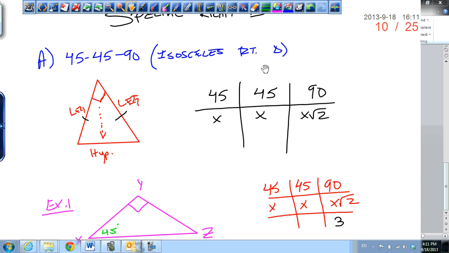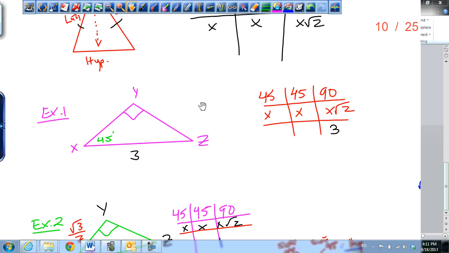This table is something that I've found helpful for those visual learners. If you don't need it, it's cool, no worries. But it just talks about these sides. And so the side opposite 45 is x, the other side opposite 45 is still x, the side opposite 90 is x root 2. And x root 2 is bigger than x. Remember, this is the hypotenuse, so it's the biggest side.